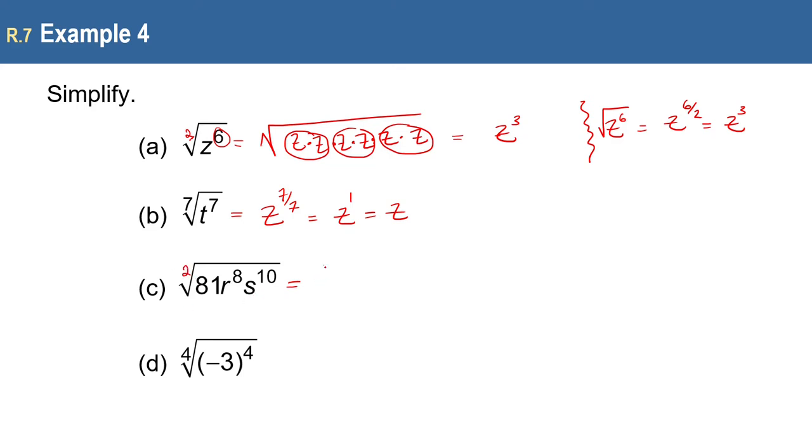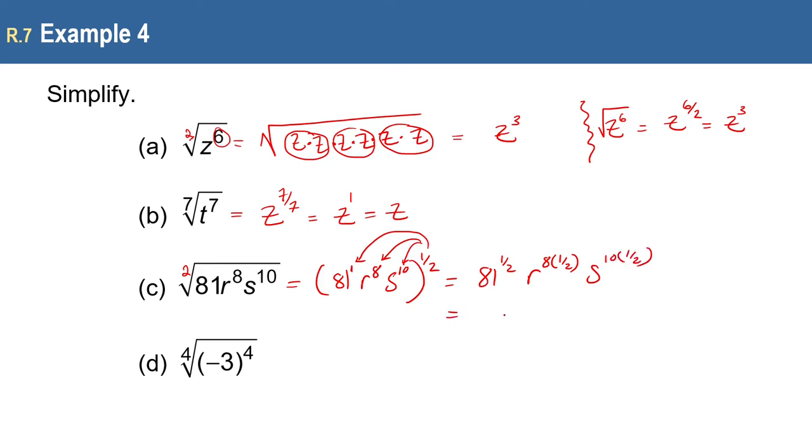For part C, we know the index is not there, so we can assume it's a 2. This can be rewritten as 81 r to the 8th, s to the 10th, raised to the 1/2 power. Now we can distribute that 1/2 to each of the exponents. The exponent for the 81 is a positive 1. This is 81 to the 1/2, r raised to the 8 times 1/2, s raised to the 10 times 1/2.